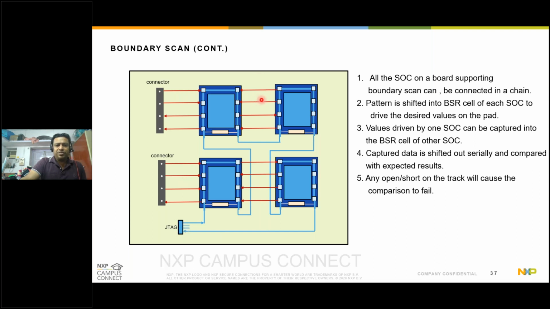So now let's say there is some defect in this track. So there is an open in this track. So the response that you will capture, the data that you had driven on this chip through the shift pattern, will not be properly captured in this chip. So when you shift out the captured data and do a comparison, you will see that your pattern has failed and you will get an error response. So this is how you will do the testing of connectivity of your SOCs in a board.